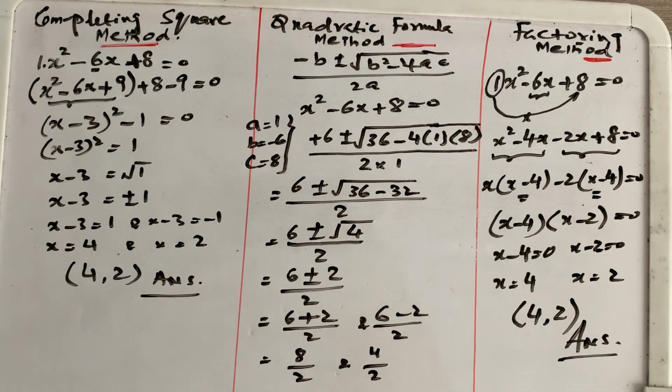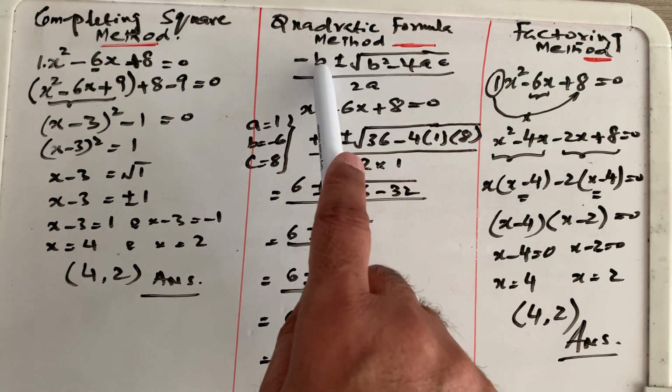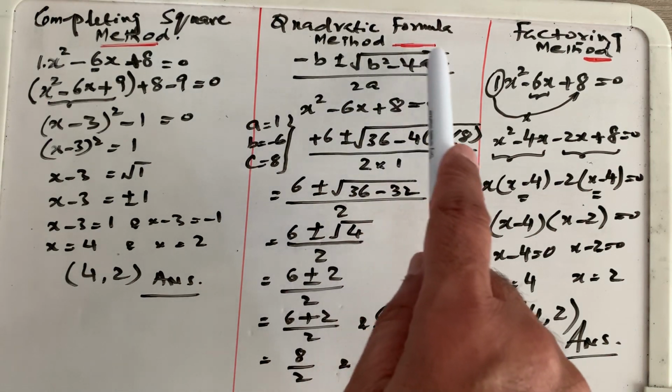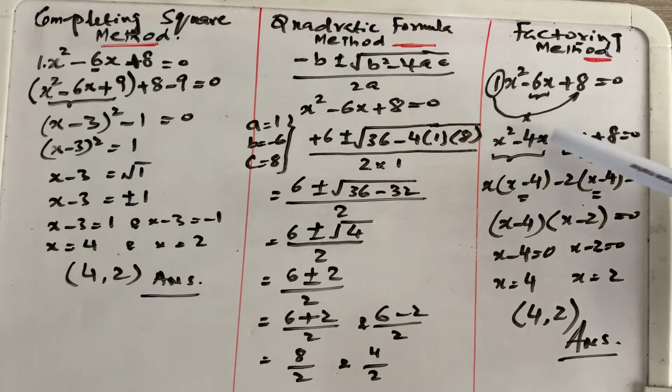The formula method is easy. You have to remember only the formula: minus b plus or minus under root b square minus 4ac, divided by 2a. Say it several times so that you can memorize it for a longer time. And then there is the factoring method.